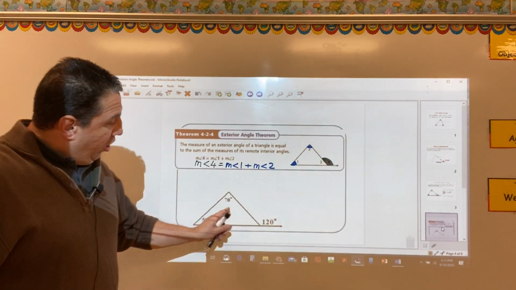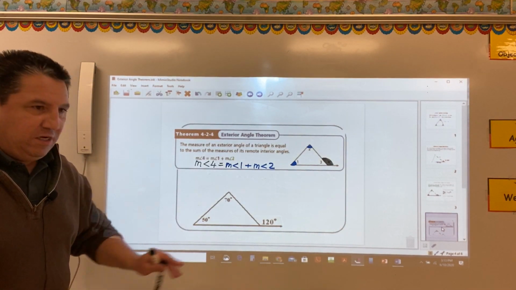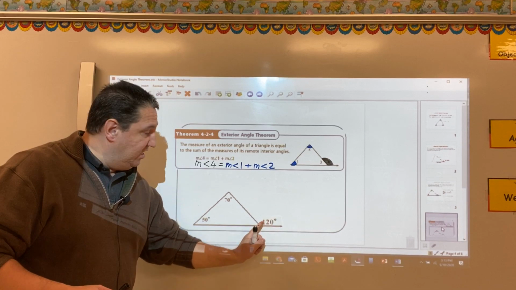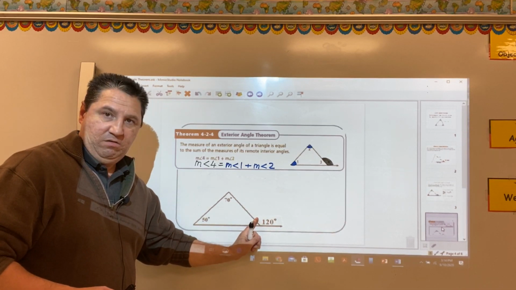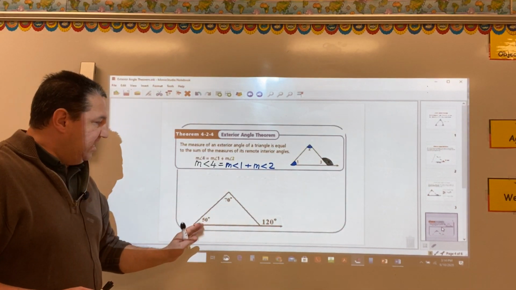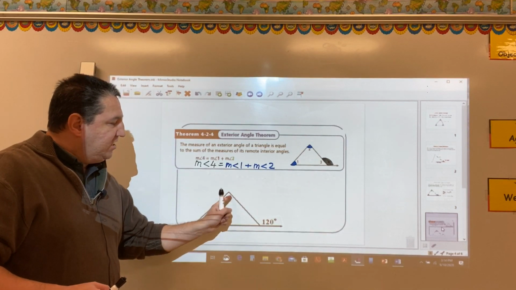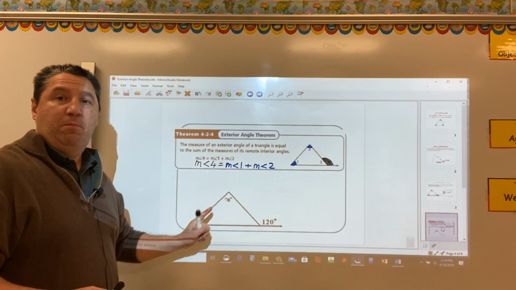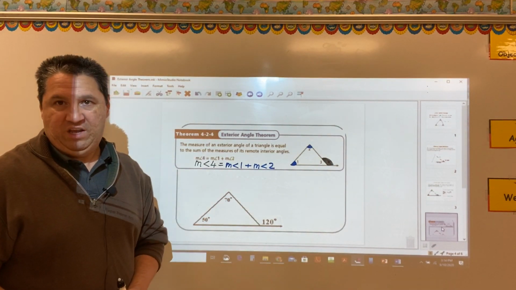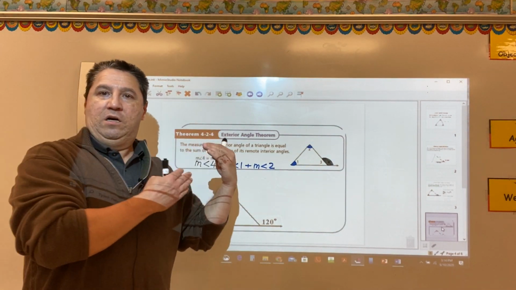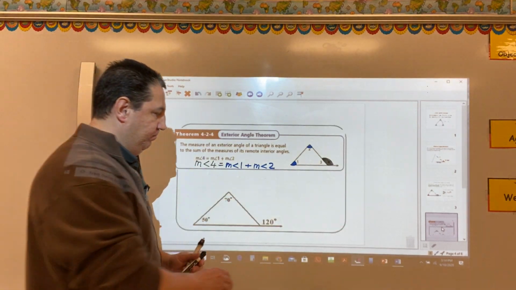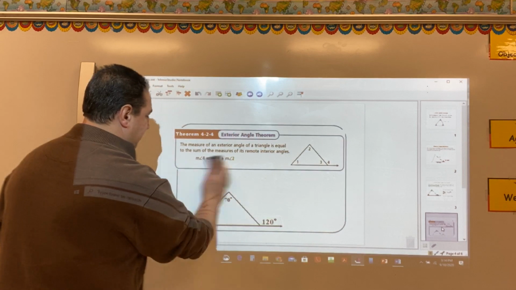Now, let's look at this simple example. 120 is an exterior angle, this angle. And as we can see, 120 is the sum of the remote interior angles. 70 plus 50 equals 120. And this theorem is valid for any triangle. Good. Next.